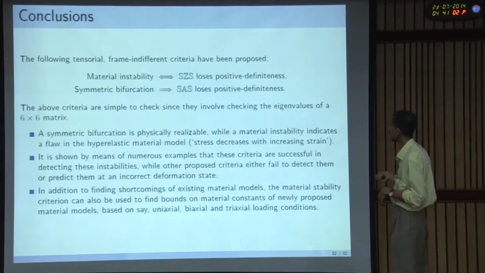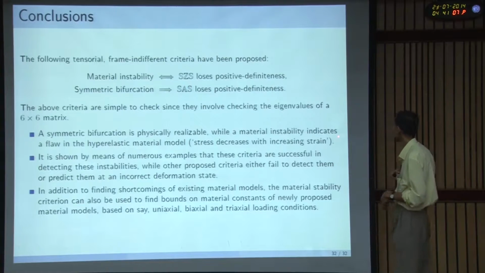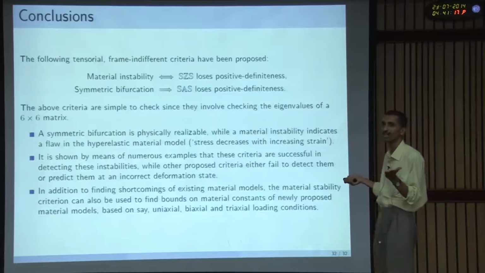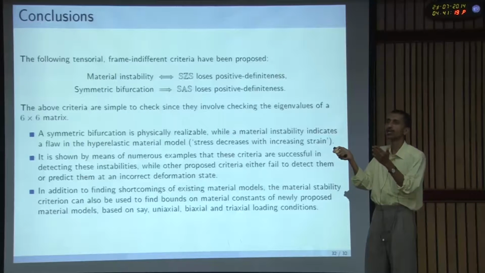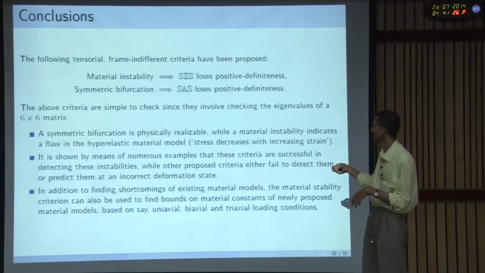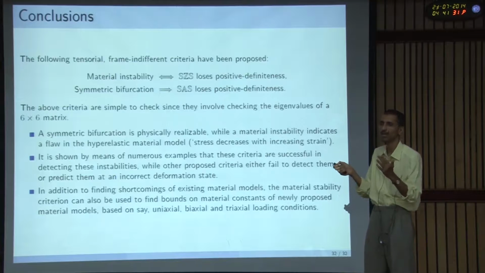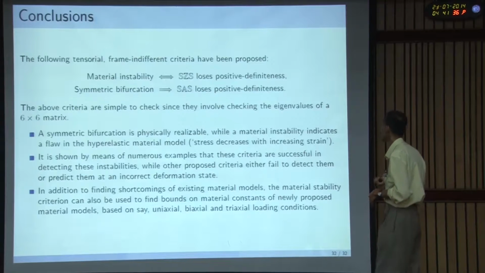A symmetric bifurcation is physically realizable. As I said, in experiments you will actually get this. While a material instability actually indicates a flaw in the model that you are using. And so here we should modify. For example, the Saint Venant-Kirchhoff model, you should not use beyond a certain compressive regime. Beyond that certain compression ratio you should not use the Saint Venant-Kirchhoff, because after that you get this material instability. So you should use it only in that limited range, or you should use some other model which is more reliable in some sense.